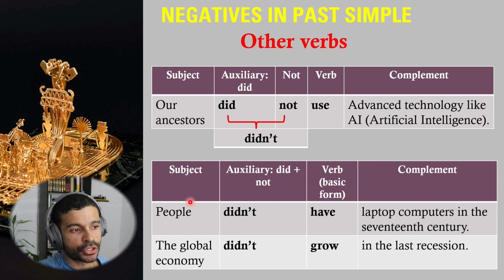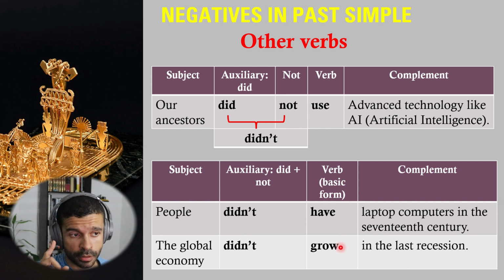And here is the structure when we have the abbreviation. Here I put it separately, but it is more commonly used like this in the abbreviated form. People didn't have laptop computers in the 17th century. The global economy didn't grow in the last recession. So here is did plus not abbreviated and the basic form of the verb.